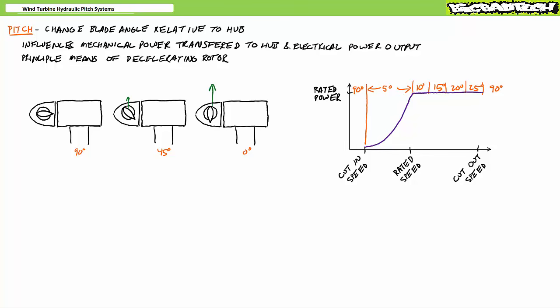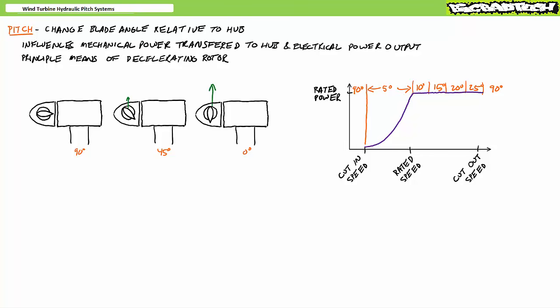Presuming the rated speed occurs at 12 meters per second, you might see the turbine hold the pitch angle at 10 degrees for 14 meters per second, 15 degrees for 16 meters per second, maybe 20-ish degrees for 18 meters per second, and 25-ish degrees for 20 meters per second. Again, where these pitch angles are dependent upon the aerodynamic profile of the blades employed.